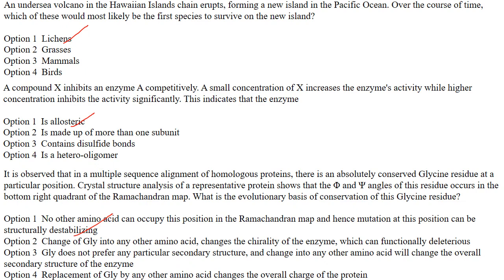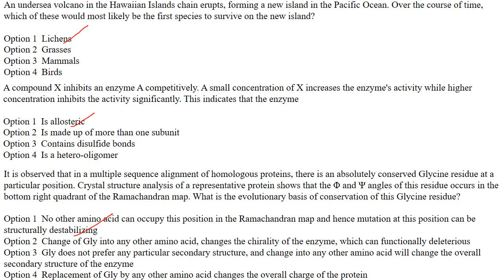A compound X inhibits an enzyme A competitively. A small concentration of X increases the enzyme's activity while higher concentration inhibits the activity significantly. This indicates that the enzyme is allosteric.